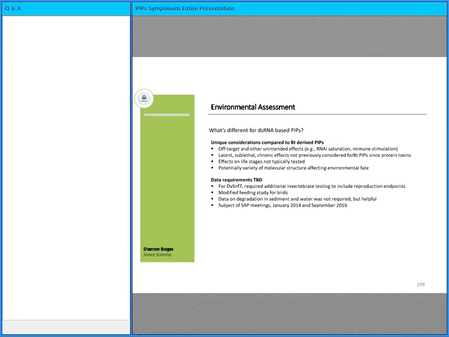So I think this is my last slide. I'm just basically providing you the data requirements that we've developed with our experience with BT PIPs, but of course there are new types of active ingredients that are coming on the market, one of which is the double-stranded RNA. And so just to give you an idea of what's different for double-stranded RNA-based PIPs, we do have to make consideration for the unique properties that double-stranded RNAs have compared to BT-derived PIPs. So these could involve off-target and other unintended effects.